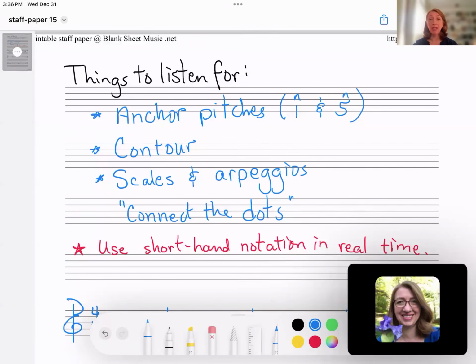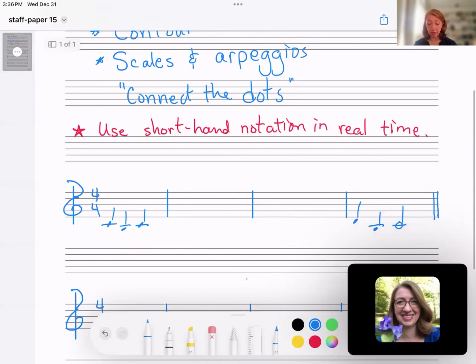we are working. So let's do a second hearing. We already have written down our first 3 notes and our last 3 notes. And this time we're listening for the anchor pitches of 1 and 5. We're listening for contour. We're listening for scales and arpeggios. And we're connecting the dots, trying to work in real time.